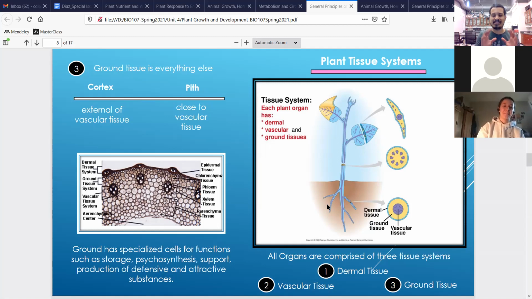Really, when you're determining between the three tissue types, think of dermal tissue as interacting with the world around you and keeping everything inside. Vascular tissue is keeping everyone healthy, getting all your cells water and nutrients. And then ground tissue is everything else that needs to be done to support those two systems.